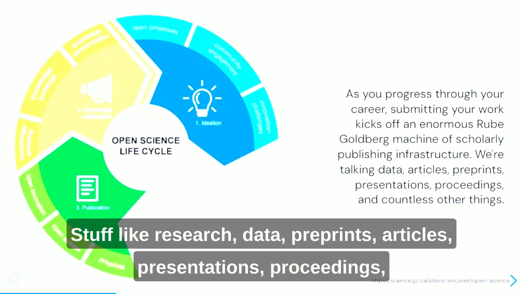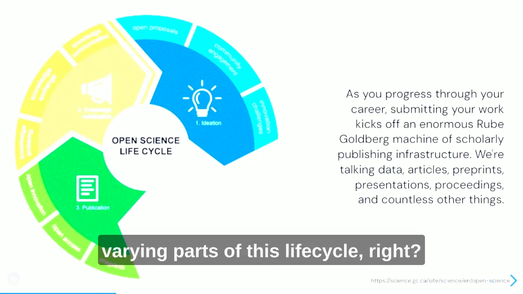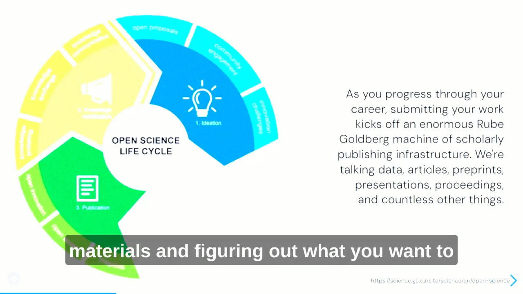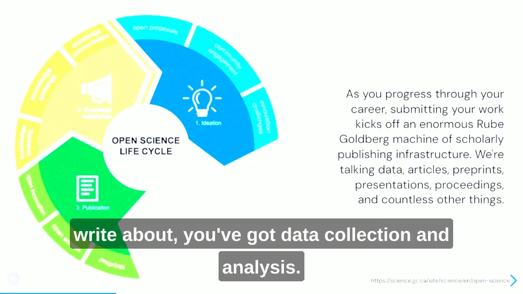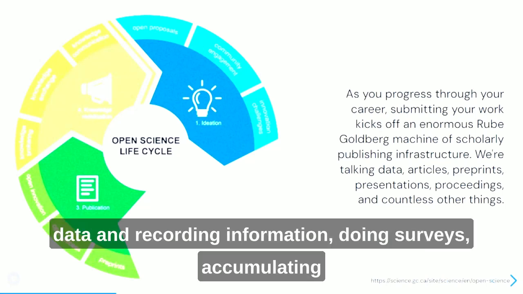stuff like research data, preprints, articles, presentations, proceedings. All of these different outputs can come at varying parts of this life cycle, right? You've got ideation, so where you're getting your ideas and reading materials and figuring out what you want to write about. You've got data collection and analysis, so when you're figuring out all your data and recording information, doing surveys, accumulating all of those things.